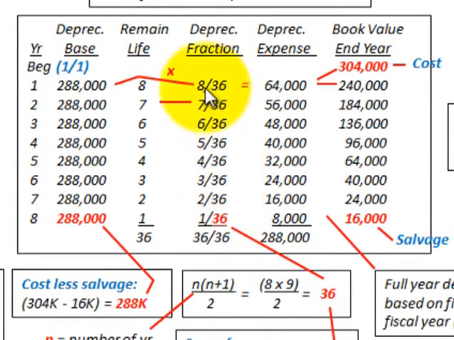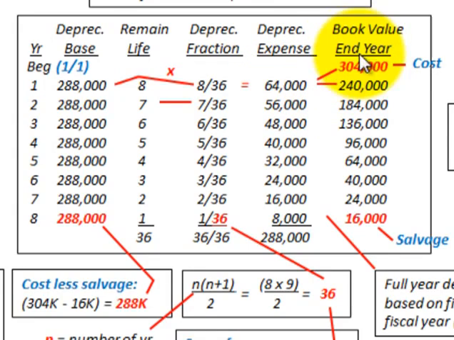Now this is our depreciation fraction that we use to multiply times the base. All we do is take the remaining life. For year 1, we had 8 years remaining life, so we take 8 years divided by 36, the sum of the years. That fractional amount we multiply times our depreciation base of $288,000, and we get our depreciation expense at the end of year 1 of $64,000.